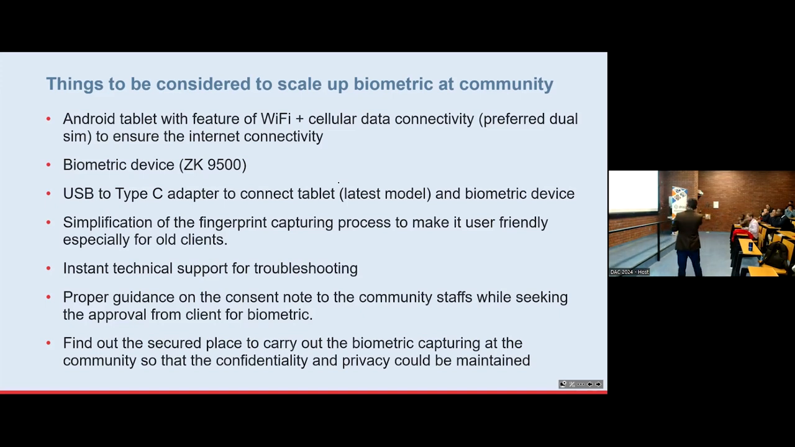The national system is using the same biometric devices, and we also need the connector between the Android device and the biometric device. There should be a simplification in the fingerprint capturing process, which needs to be more user friendly. Instant technical support is required for troubleshooting, so that the biometric coverage would be improved. There should be proper guidance on the consent note for community staff while seeking approval from the client. Similarly, we need to find a secure place to carry out the biometric capture at the community, so that confidentiality and privacy can be maintained.